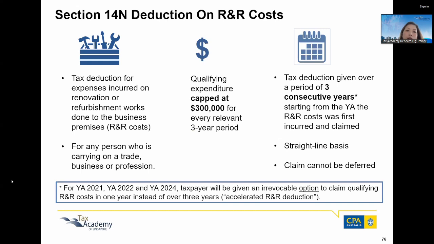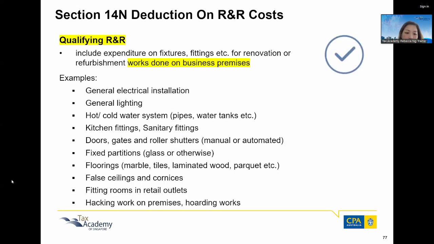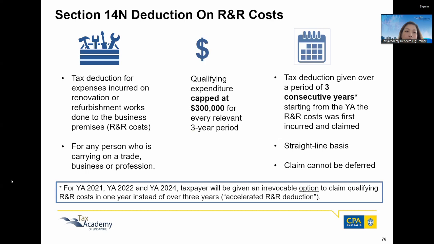So Section 14(n). Section 14(n) is a deduction on R&R costs. R&R means renovation and refurbishment expenditure. Okay, any person who carries on a trade, business, profession, okay, under Section 10(1)(a), is allowable to claim tax deduction incurred for renovation and refurbishment expenditure under Section 14(n). So it must be a trade source income.